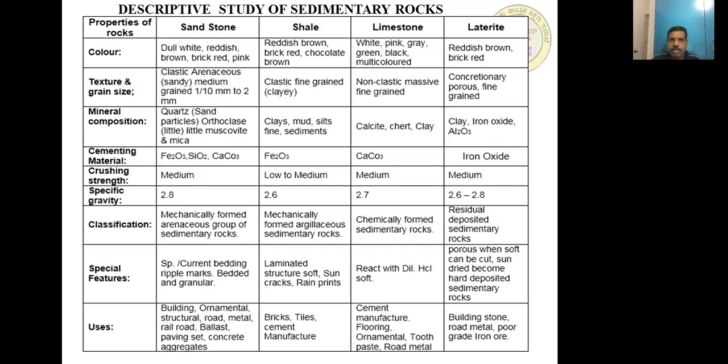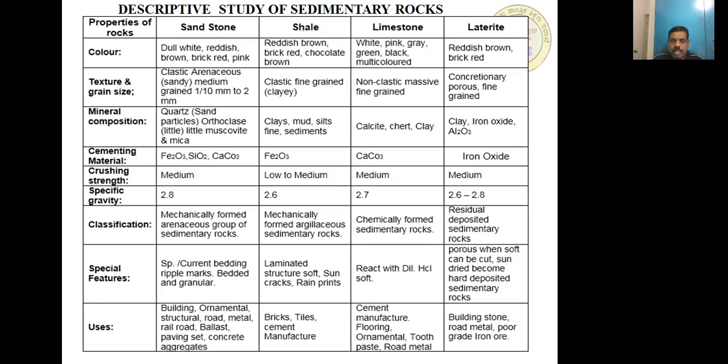Next, coming to descriptive study of sedimentary rocks. Here we are going to describe some of the important sedimentary rocks. In that, first one is sandstone. Then coming to color, normally it shows white, reddish, brownish, pink, etc. Normally it is, we can say, lithocratic.